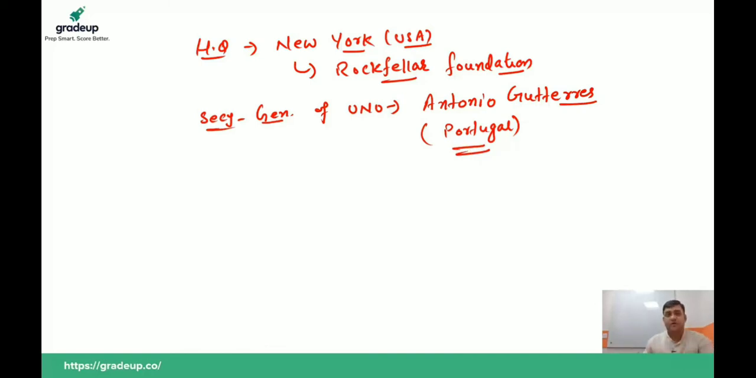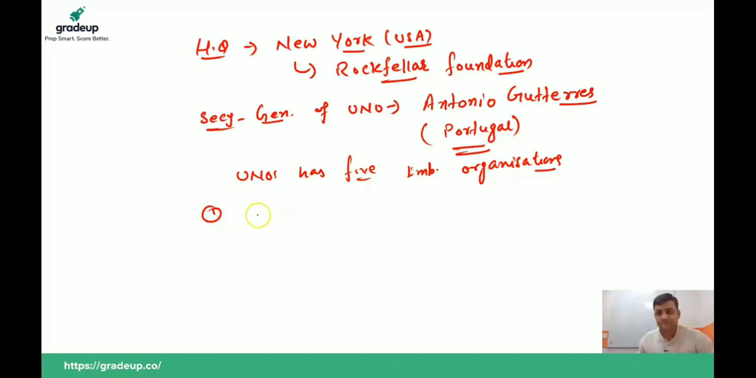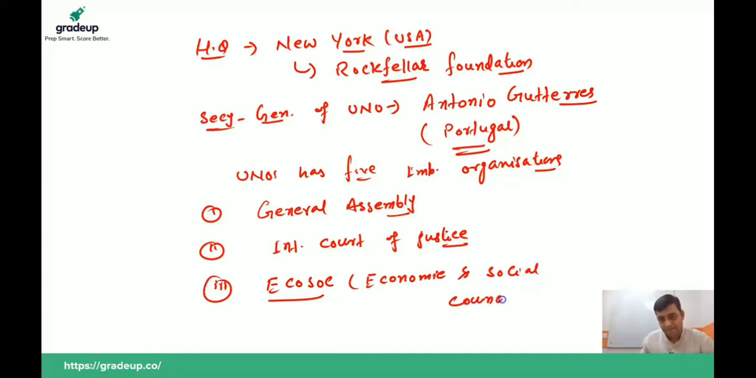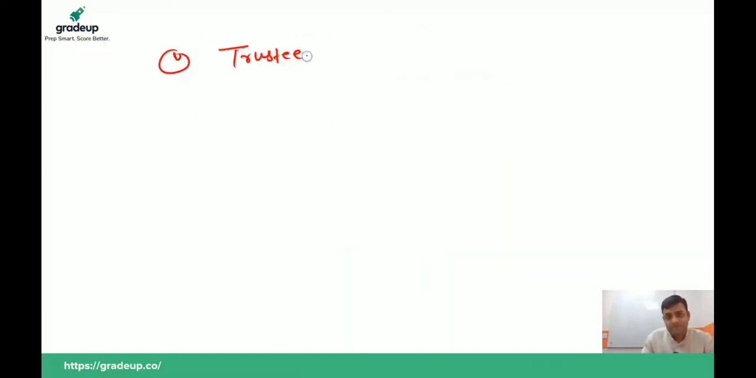Remember one thing, this UNO has five important organizations under it. The first is the General Assembly. Second is the International Court of Justice. Third is the ECOSOC, that is called the Economic and Social Council. Fourth is the Security Council. And fifth is the Trusteeship Council. These are the five important organs under the United Nations.